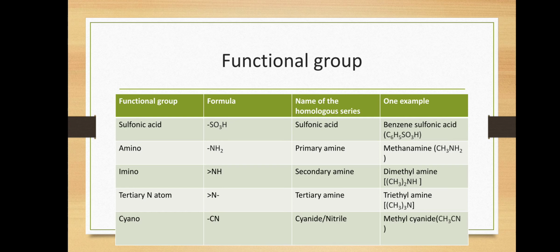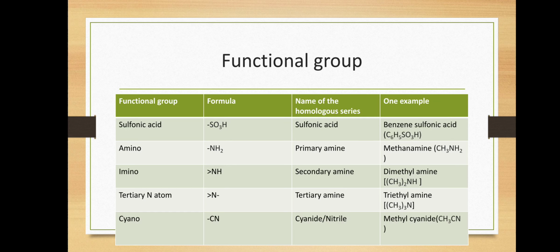Next one is amino. It has a formula NH2. Name of the homologous series is primary amine. One example is methanamine, or you may also say methylamine, that is CH3NH2. Next, imino. The homologous series name is secondary amine. One example is dimethylamine, that is (CH3)2NH. Next one is tertiary nitrogen atom. The name of the homologous series is tertiary amine. One example is triethylamine. Oh, there is a mistake here, that will be trimethylamine, and the structure will be (CH3)3N.